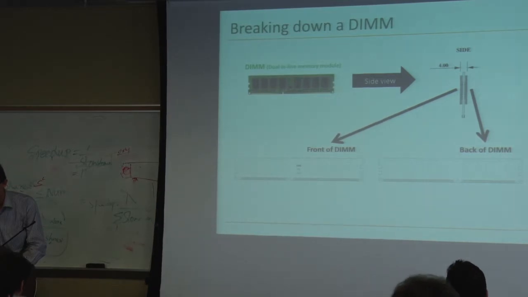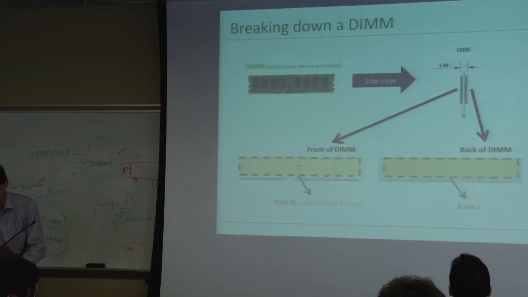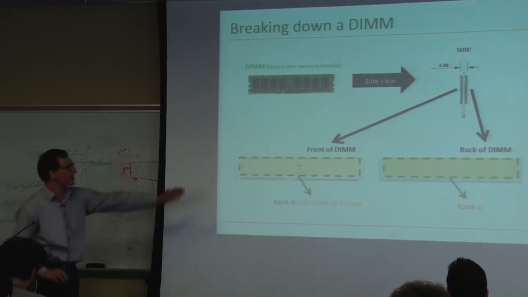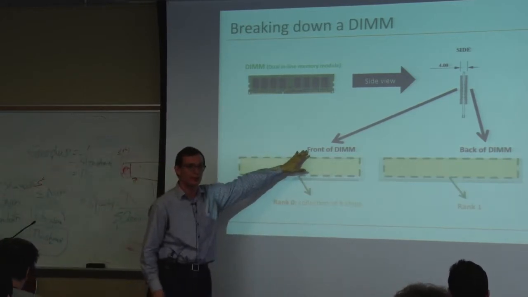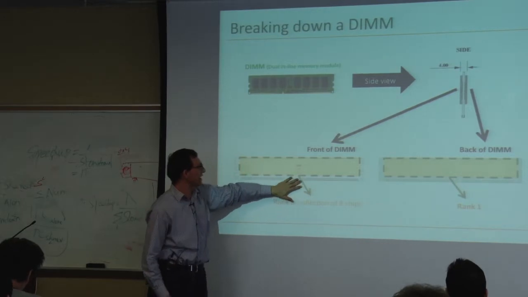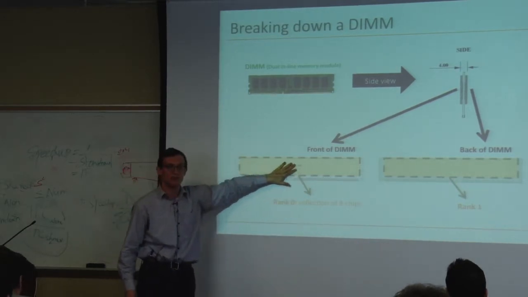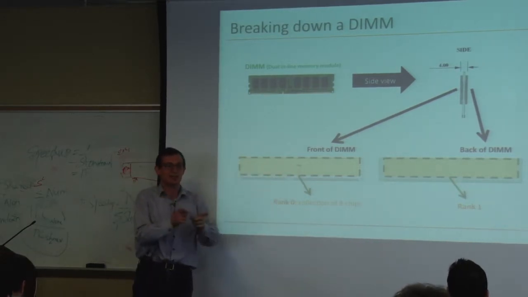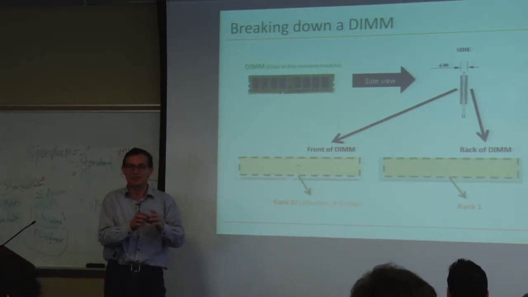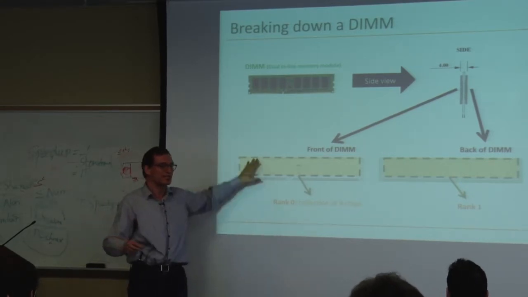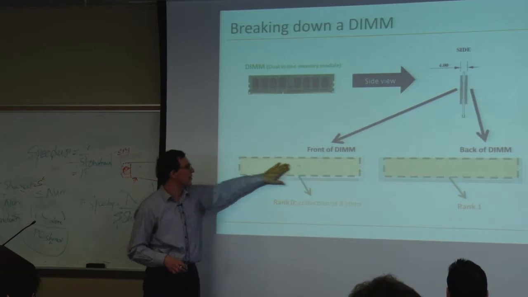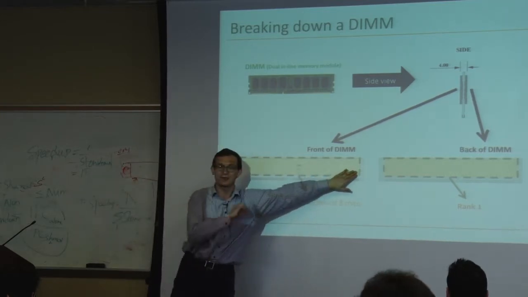And what is a DIMM? A DIMM basically looks like this. It basically consists of multiple ranks, right? In this case, you have two ranks, rank 0, rank 1. And remember what a rank was. A rank is a collection of DRAM chips that respond to the same command. It's like a rank of soldiers. You say read, they all do read, but they provide different pieces of the data.